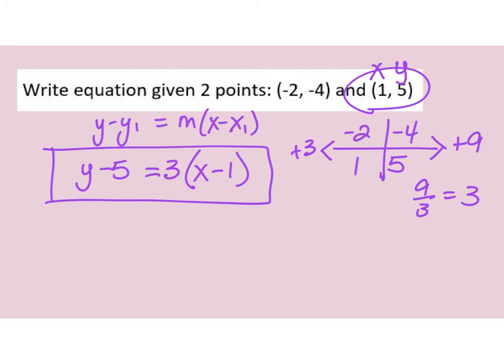Okay. We're going to graph this one, I believe. So we have negative 2, negative 4, and 1, 5, our slope. So our slope is 3. So we have y minus 5 equals 3 times x minus 1, using either point, or both points, it doesn't matter. So -2, -4 is right here.